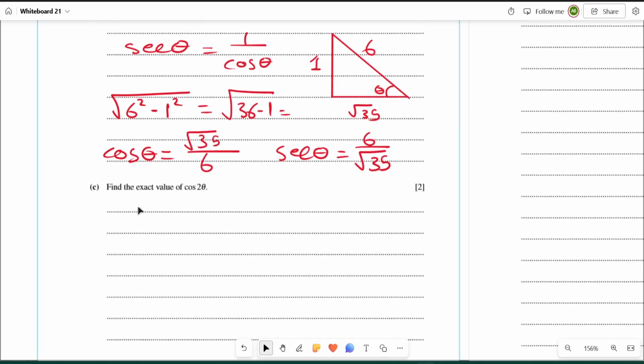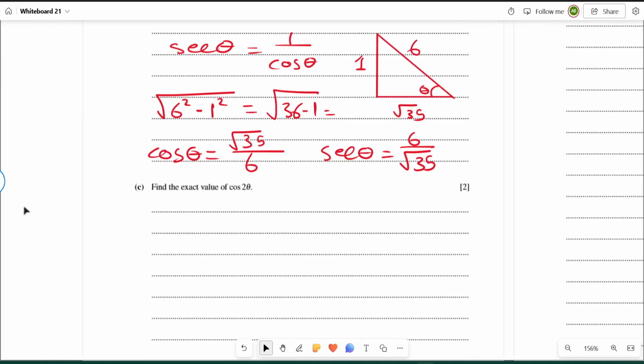Now, the question tells me to find the exact value of cosine 2 theta.